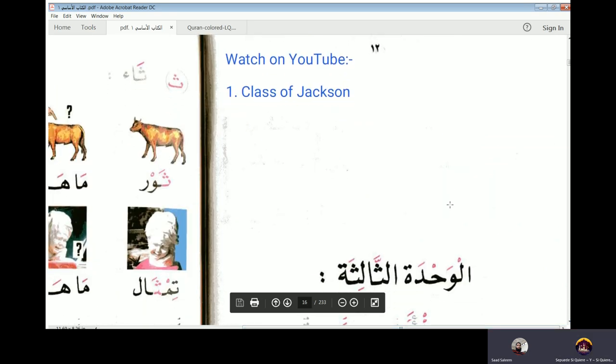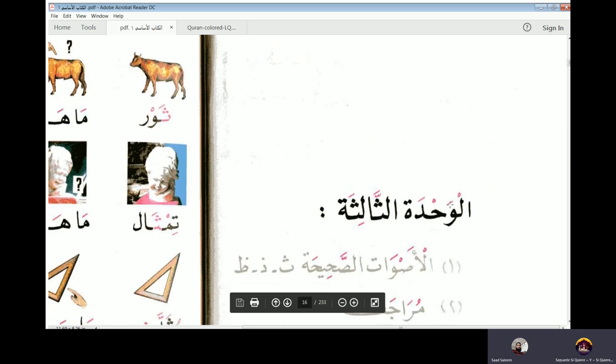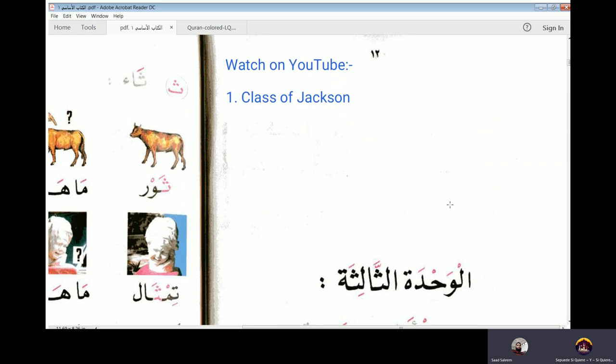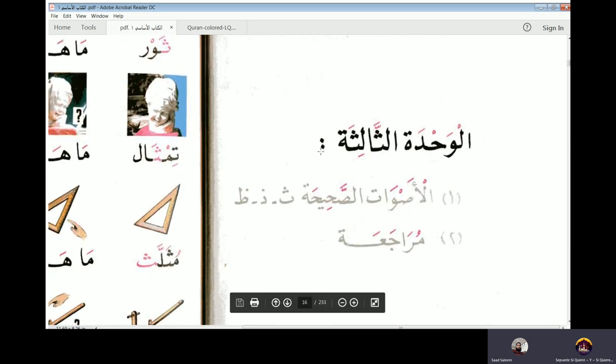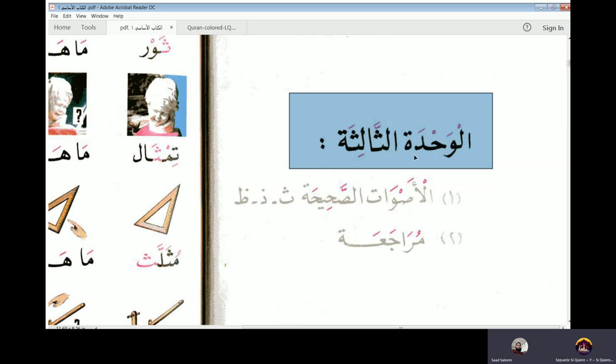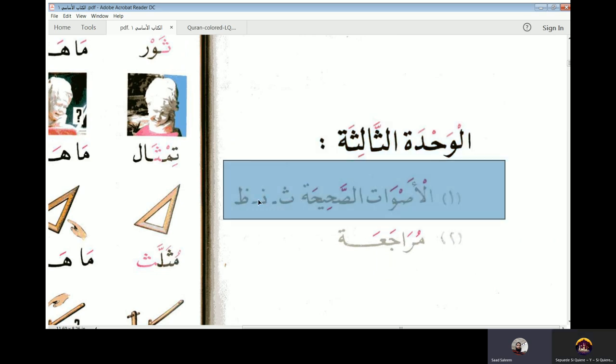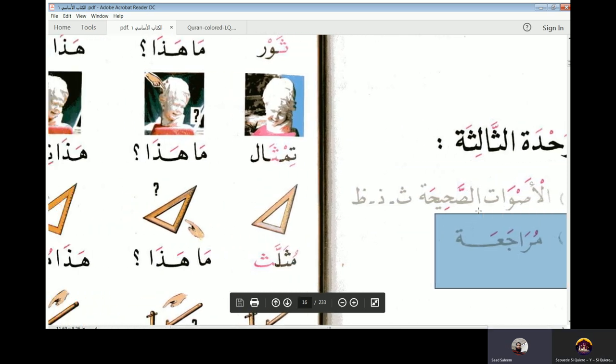Okay, now I have to watch the video on YouTube. We're going to do the cow, okay? Al-Wahdah al-Thalithah, third unit. Al-Aswat as-Sahiha, consonant sounds. Murajaah means revision. Now read this.